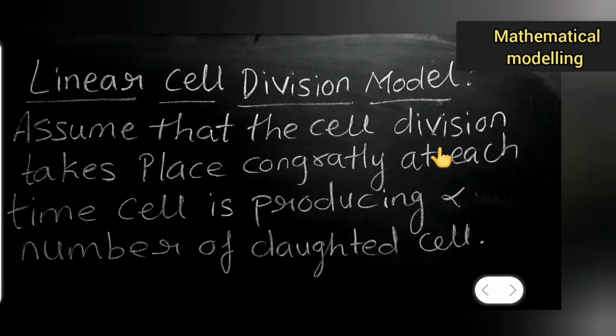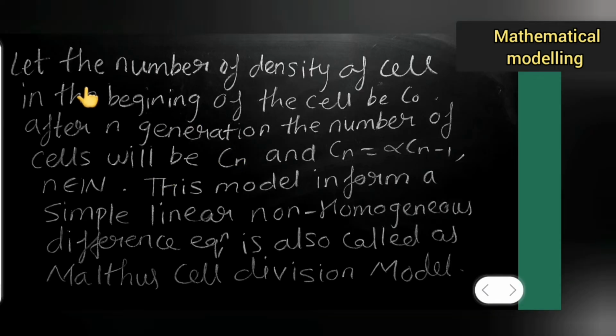Assume that the cell division takes place congruently, and at each time a cell is producing alpha number of daughter cells. Let the density of cells in the beginning be C naught. After n generations, the number of cells will be Cn, and Cn is equal to alpha into Cn minus 1, where n belongs to natural numbers. This model forms a simple linear non-homogeneous difference equation, also called the Malthus cell division model.